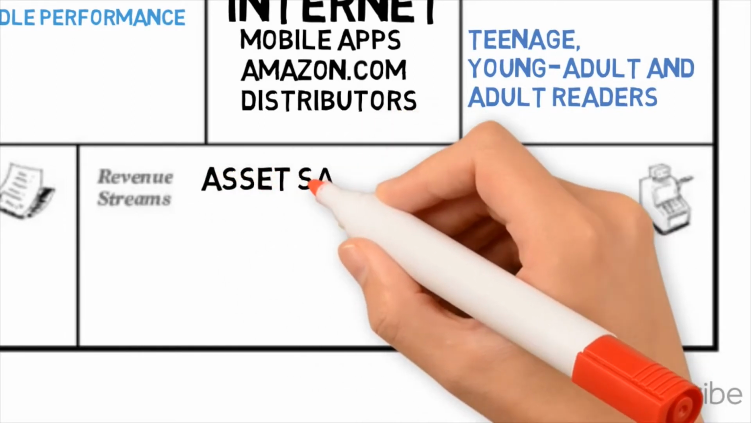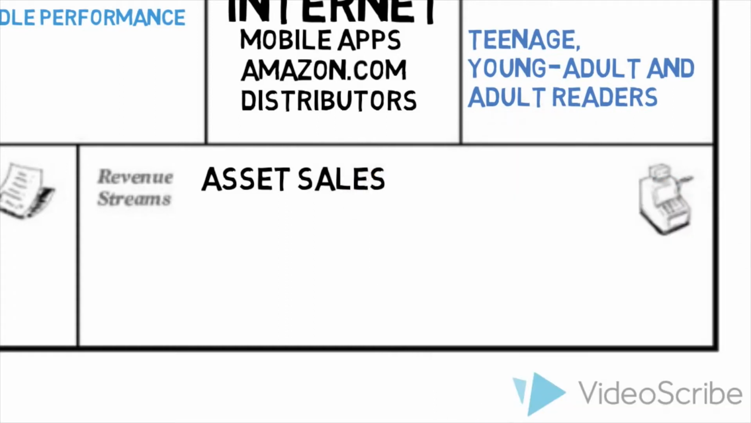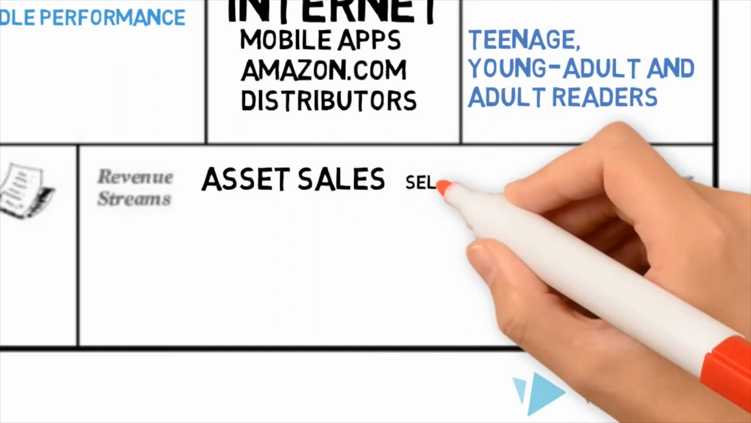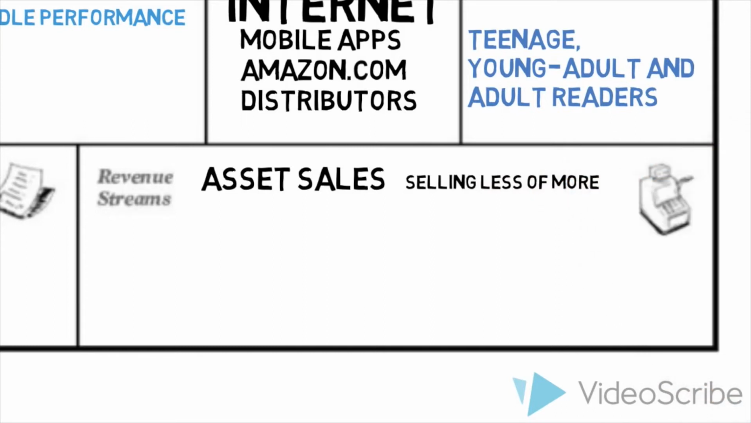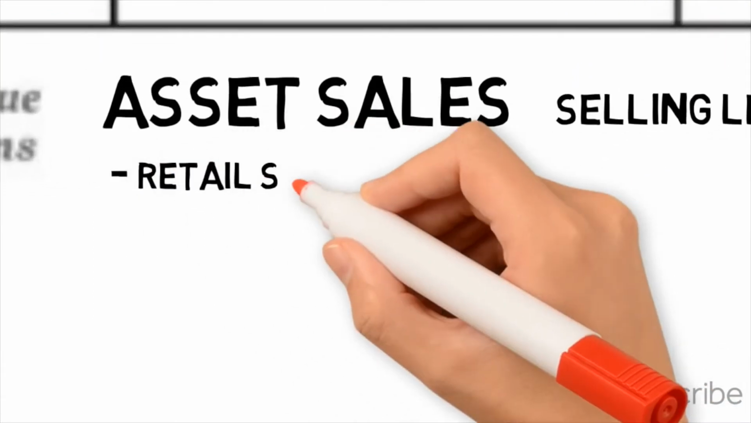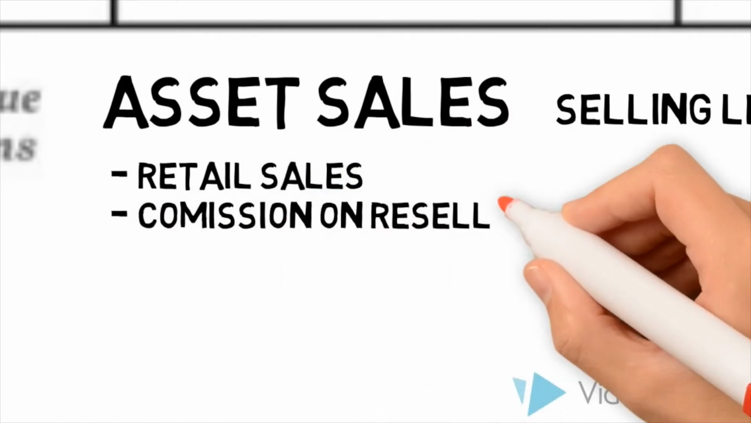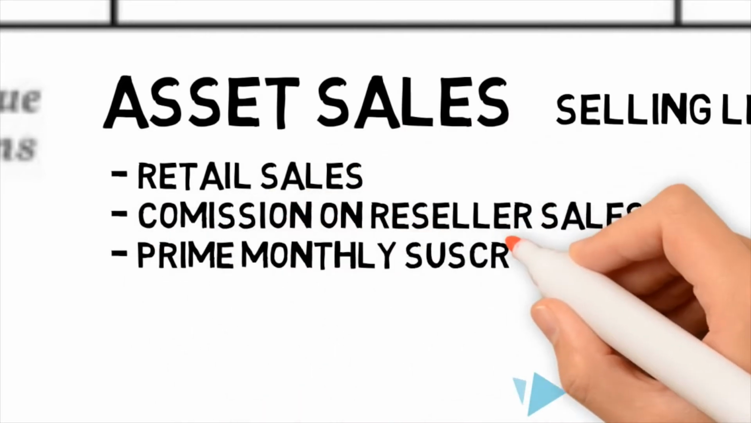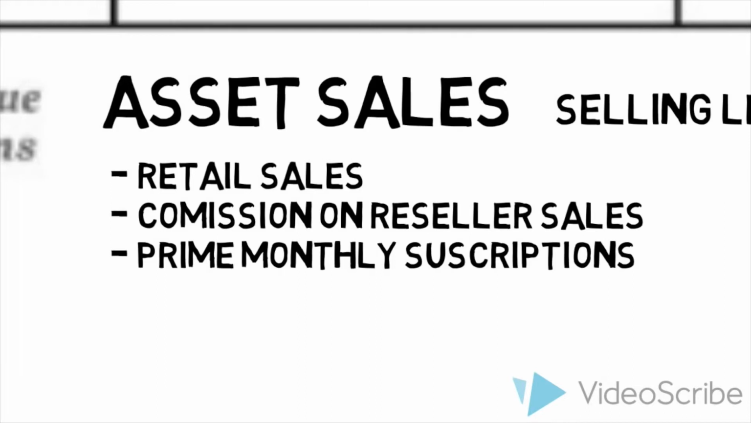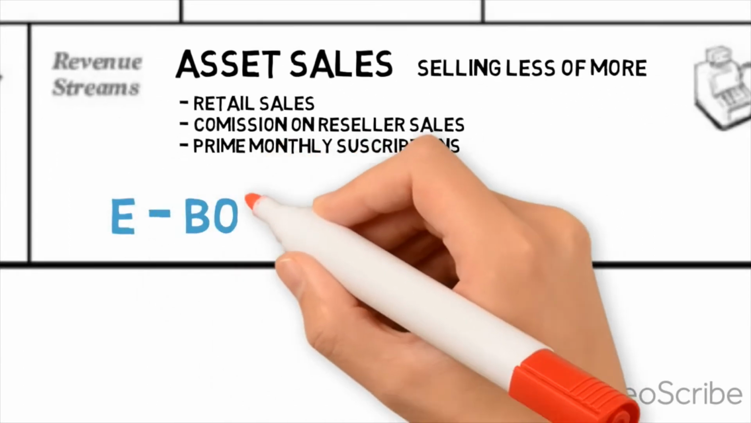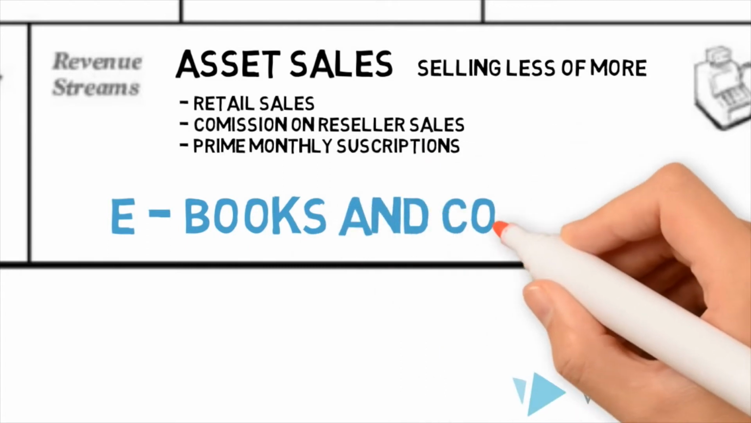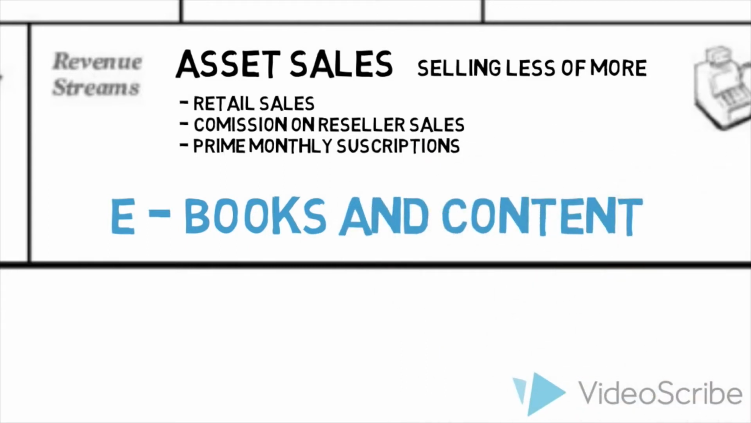Revenue streams. They represent the cash a company generates from each customer segment. We detect clear asset sales. It is the most widely understood revenue stream and derives from selling ownership rights to a physical product. Amazon obtains its income from retail sales, the commission on reseller sales, and Prime monthly subscriptions. On the Kindle side, we must underline the ebooks and obviously the content.